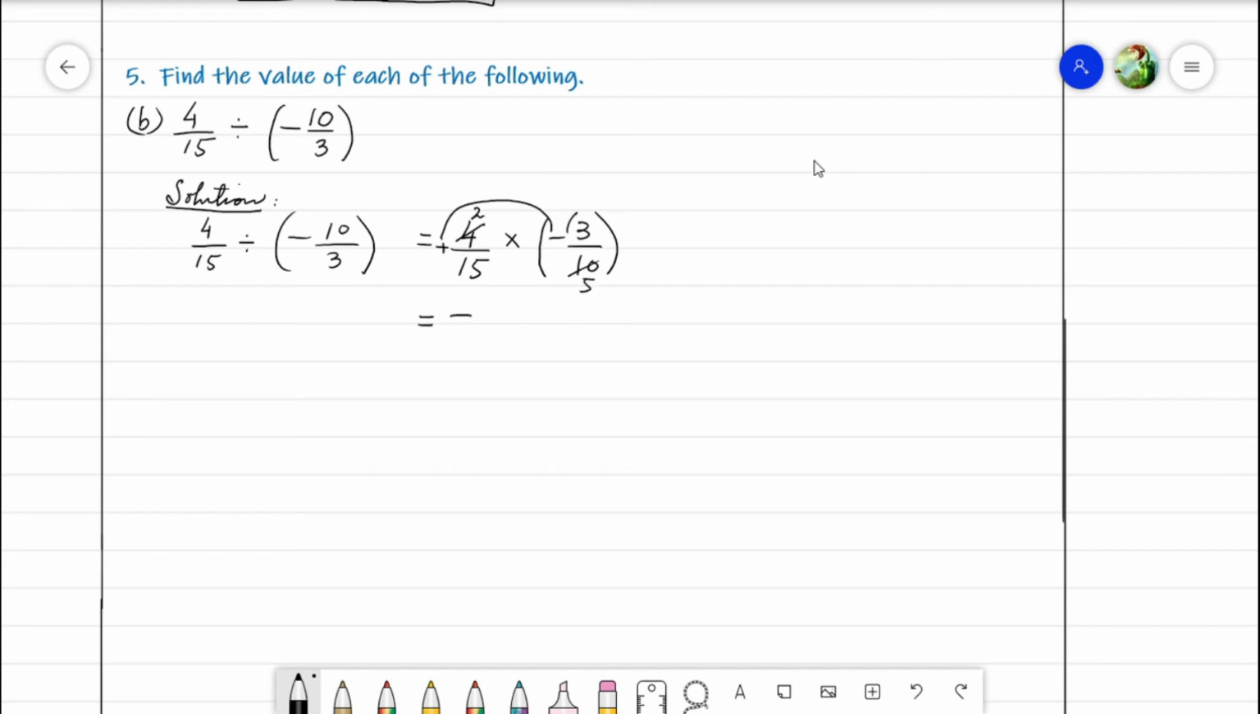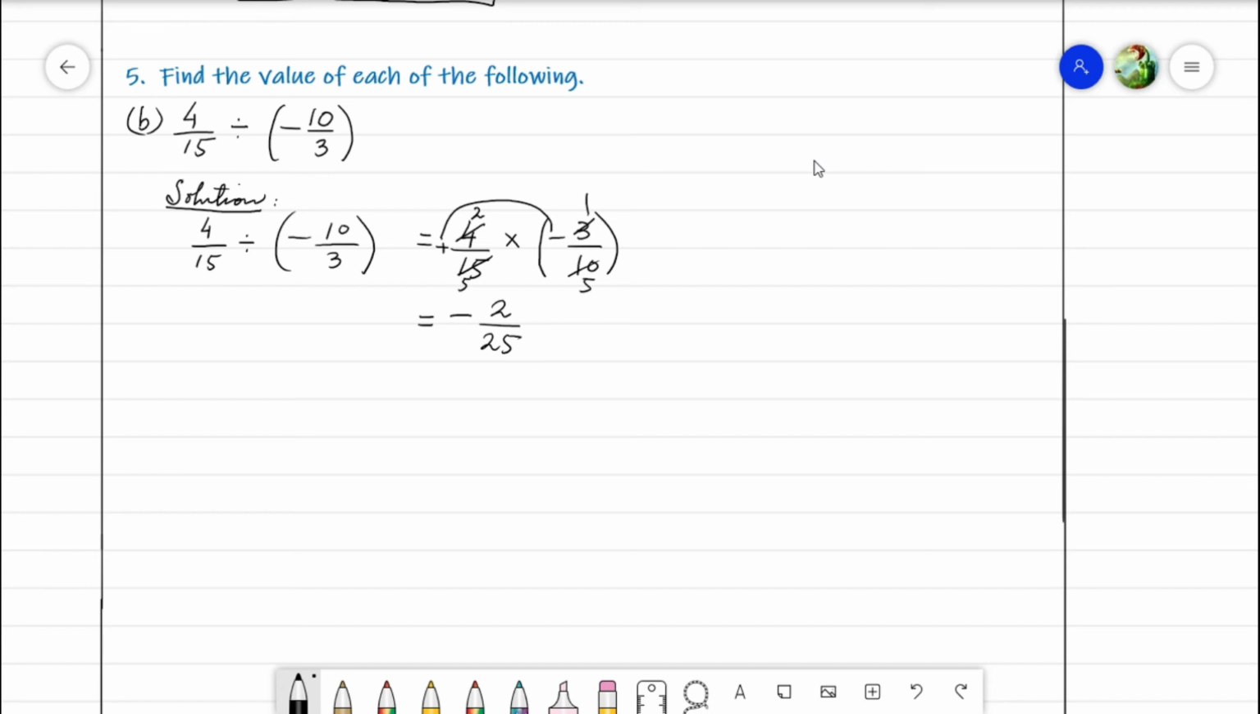Now I will check 3. Is there any common factor between 3 and 15? Yes, there is a common factor which is 3. So 3 ones are 3, 3 5s are 15. And now I will check. There is no common factor between 2 and 5, as well as 1 and 5. So I will multiply 2 by 1 and 5 by 5 to get our answer. That is 2 ones are 2 and 5 5s are 25.